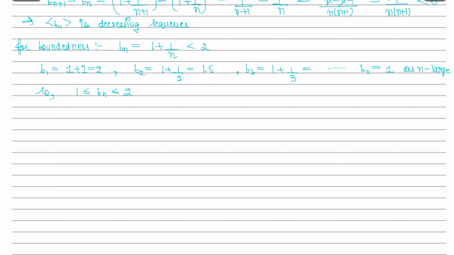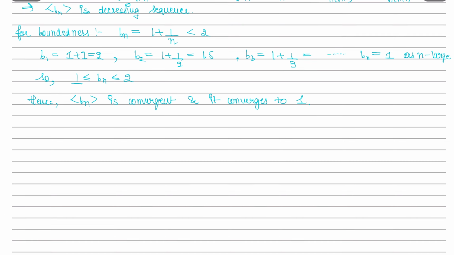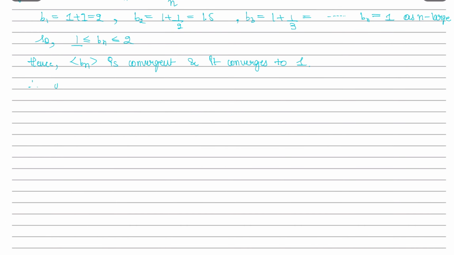Since this is a monotonically decreasing sequence, this sequence will converge to its greatest lower bound, not the upper bound. Hence, the given sequence b_n is convergent and it converges to 1. Therefore, the sequence a_n is 0 if n is odd, and 2 times (1 plus 1 by n) when it is even.